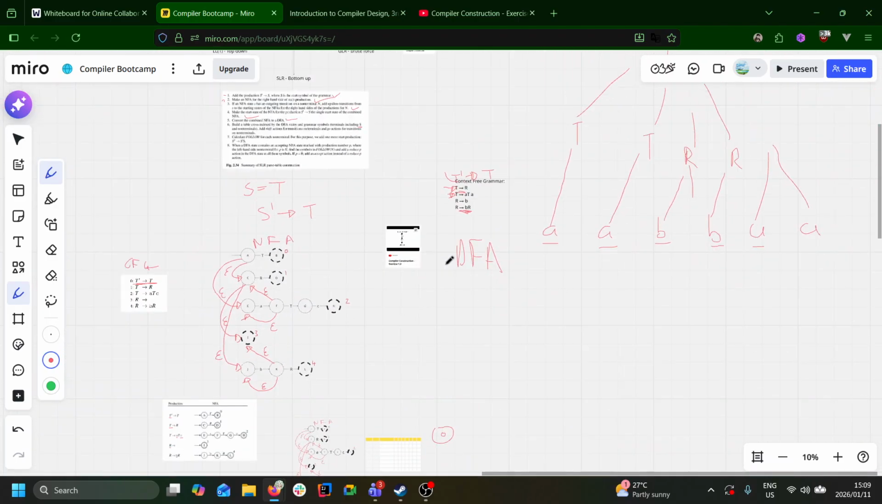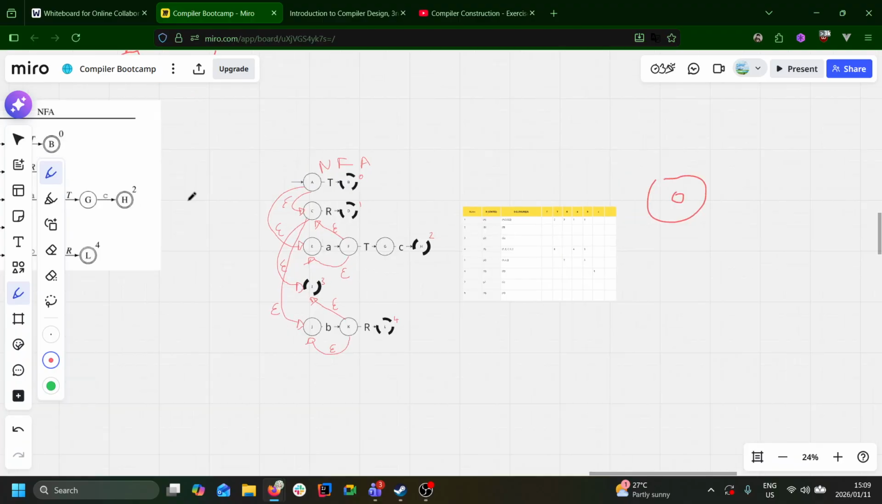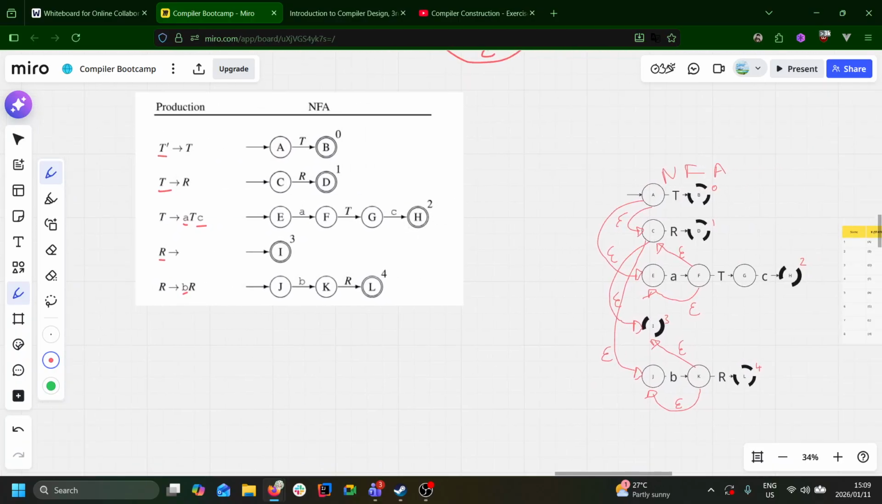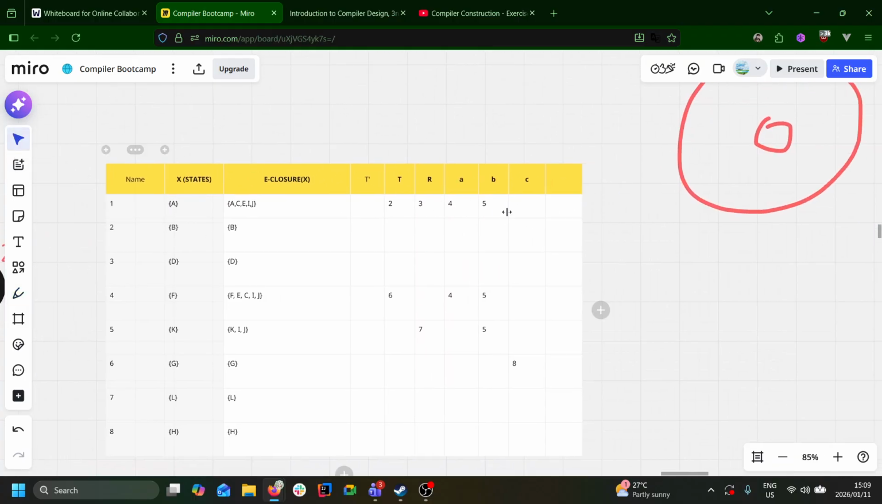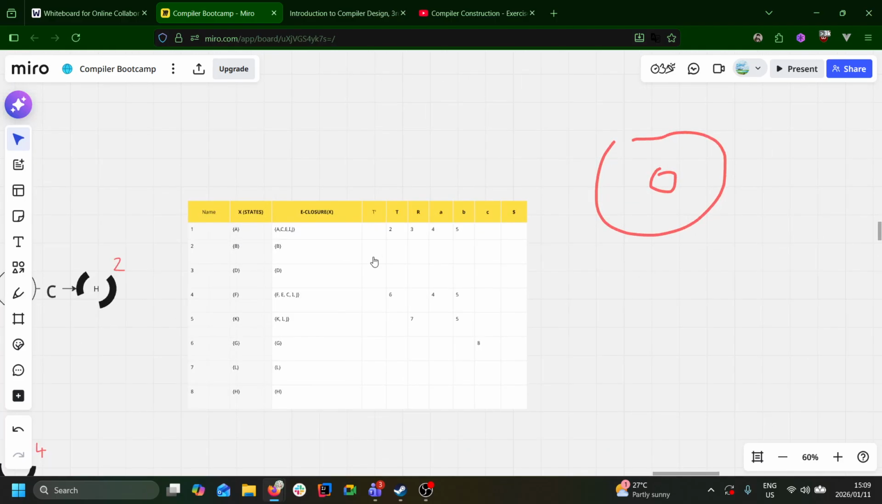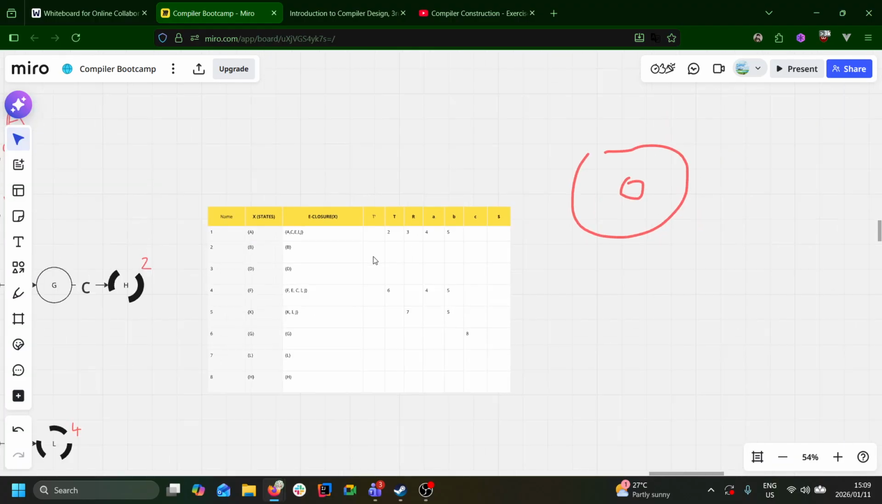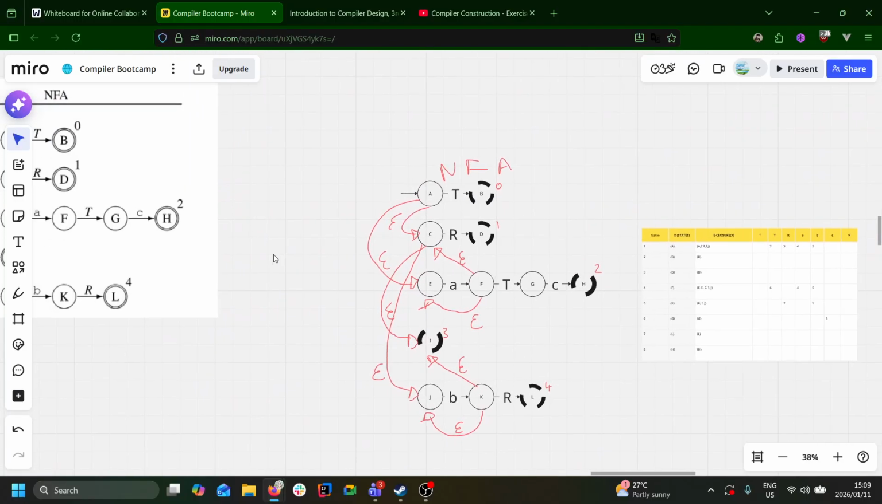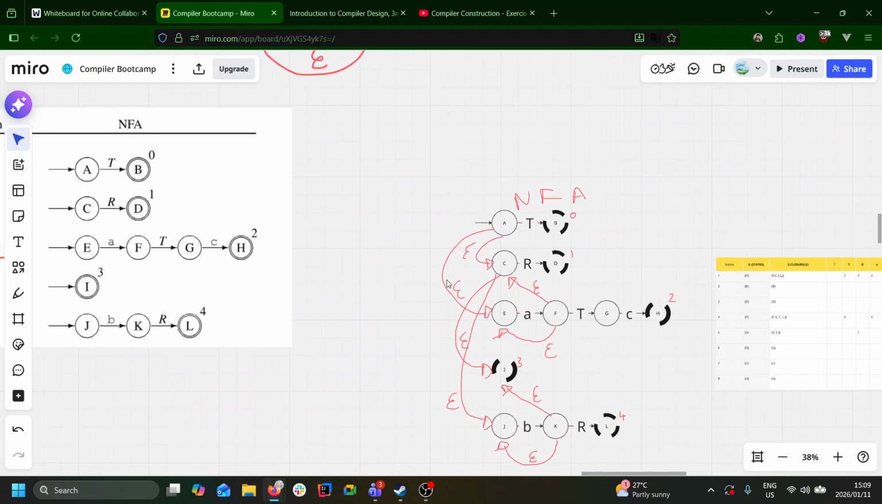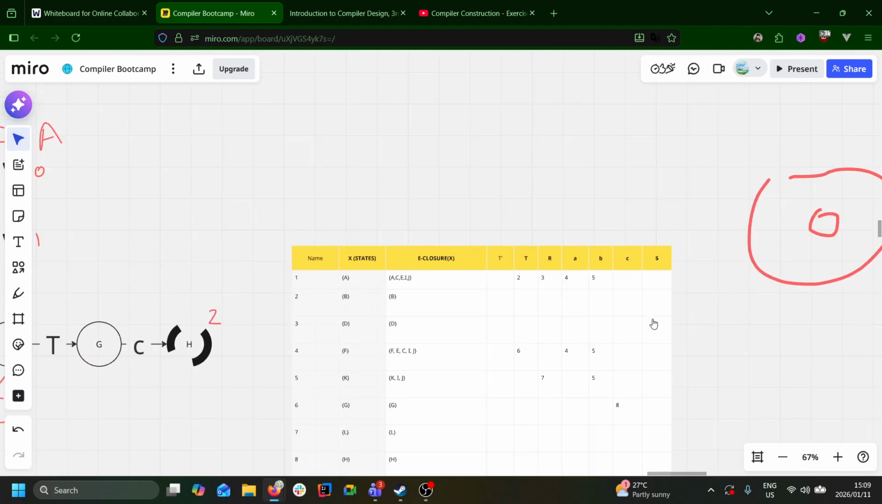Let's see. Do we have the dollar sign here? I don't think we had the dollar sign anyway. Okay, they wanted a dollar sign transition, even though we don't have a dollar sign anywhere, I think. We'll just have it over here since it says so.